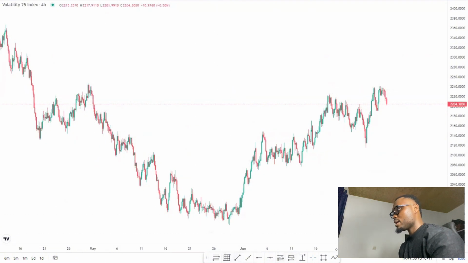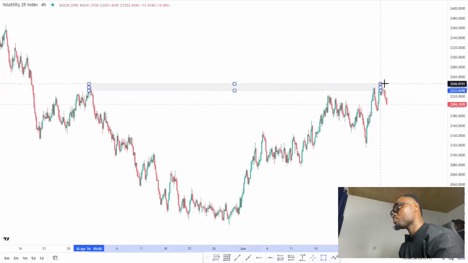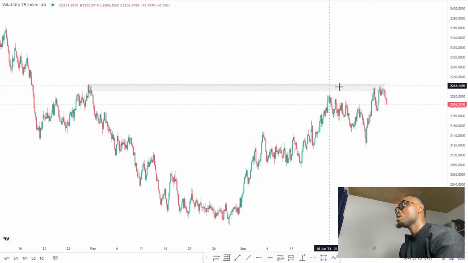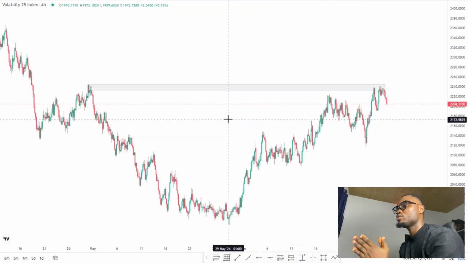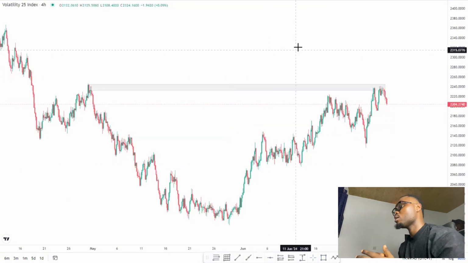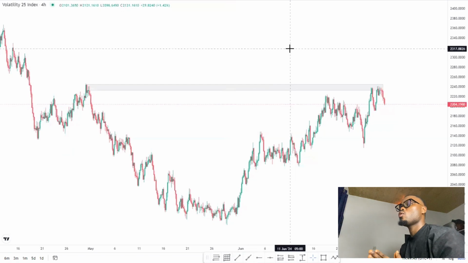I went ahead to mark out my supply because I was waiting for a reversal from this particular supply zone. So I've marked out my supply zone on the 4 hour time frame. Scaling down all the way to the 15 minutes or the 5 minutes time frame to look for the most effective sniper entry on this chart is very insane, because you are going to see right now.